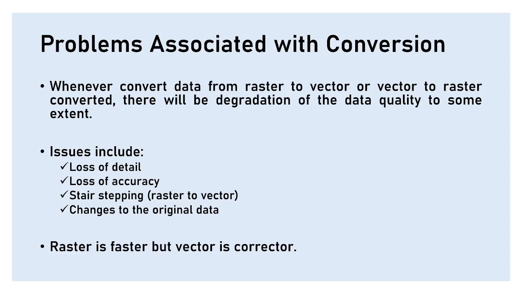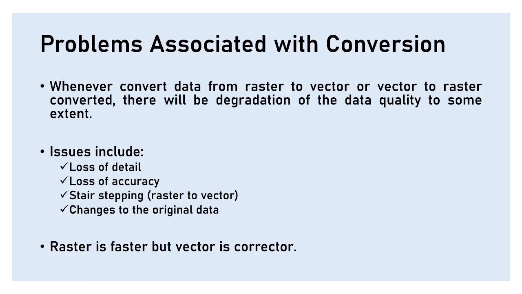Then another thing that was discussed was that you can convert raster data to vector data or vector data to raster data, but the problem is that not all the information might be completely incorporated. There will be degradation of the data quality to some extent, because vector data might have a lot of information, which raster might omit to get a more smooth image.